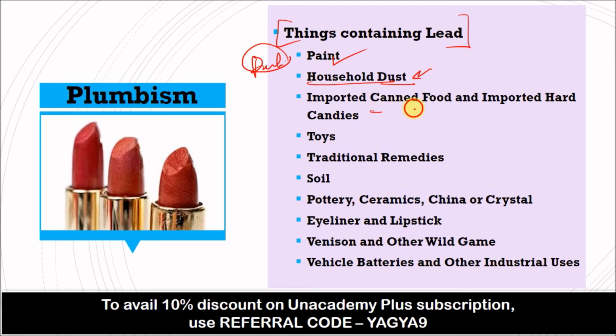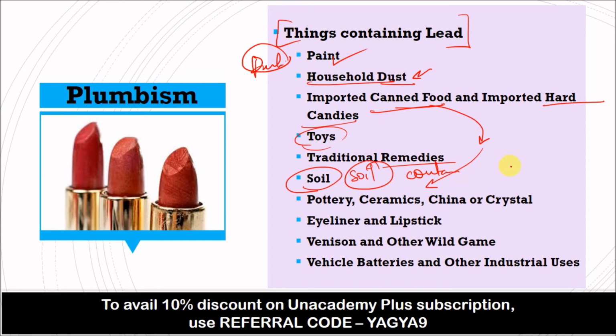Then imported canned food, whatever canned food we use, contains lead. Imported hard candies, toys, traditional remedies, soil. How come soil? For example, when these cans are not disposed of properly and are directly thrown onto the soil, they will contaminate the soil also. The children playing around can pick up dust or garbage from the soil and play with it, and in that way it can get into the children's body.